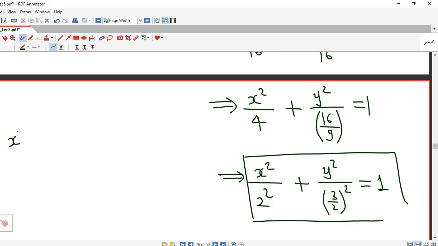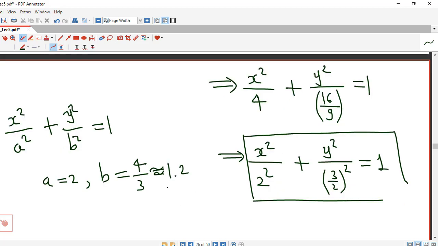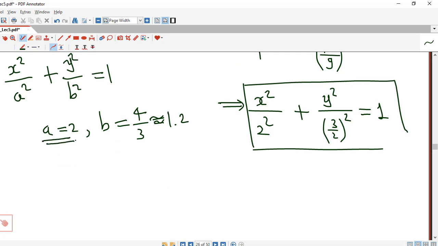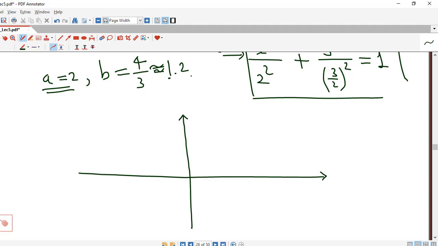If we compare with the standard form, x square over a square plus y square over b square equal to 1, we have a equal to 2 and b equal to 4 by 3. 4 by 3 means approximately 1.2. So a is greater than b, so we can sketch this ellipse. On the x-axis we have to go up to 2, and on the y-axis we have to go up to approximately 1.2. So we can roughly sketch the ellipse in this way.